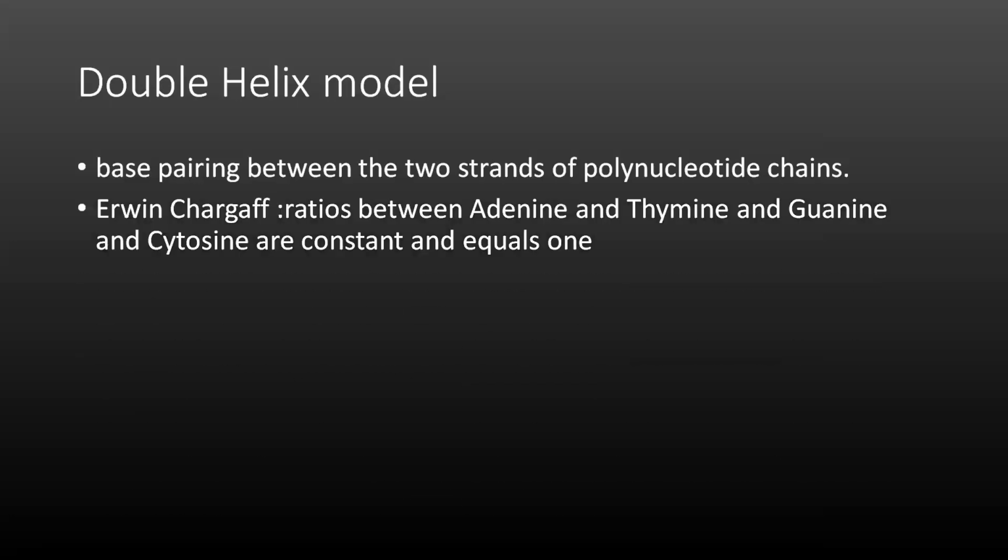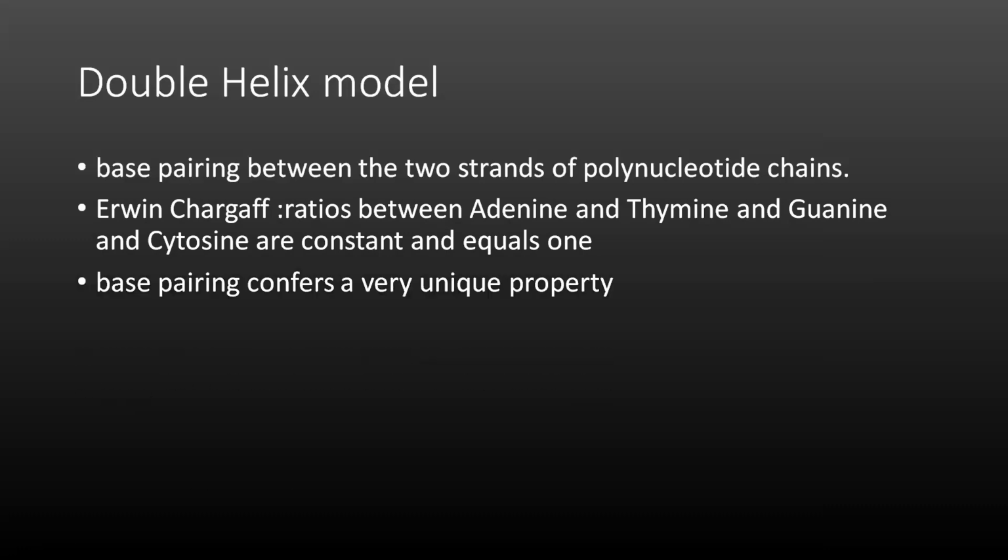So, Erwin Chargaff gave a rule that the ratios between adenine and thymine, and guanine and cytosine, are constant. The ratio of A upon T, or G upon C, is always 1. Okay, ratio cannot be 0, no? Ratio cannot be 0.